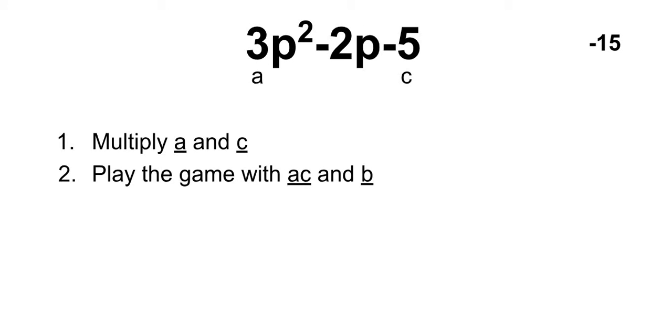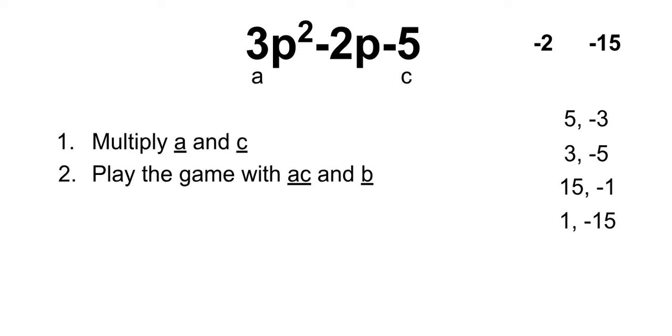Now, our second step is that we have to play the game with ac and b, but in order to play the game, we still need b. So in this case, our b is negative 2. Now let's find some pairs first that multiply to negative 15. So we see we have 5 and negative 3, we have 3 and negative 5, we have 15 and negative 1, and then we have 1 and negative 15.